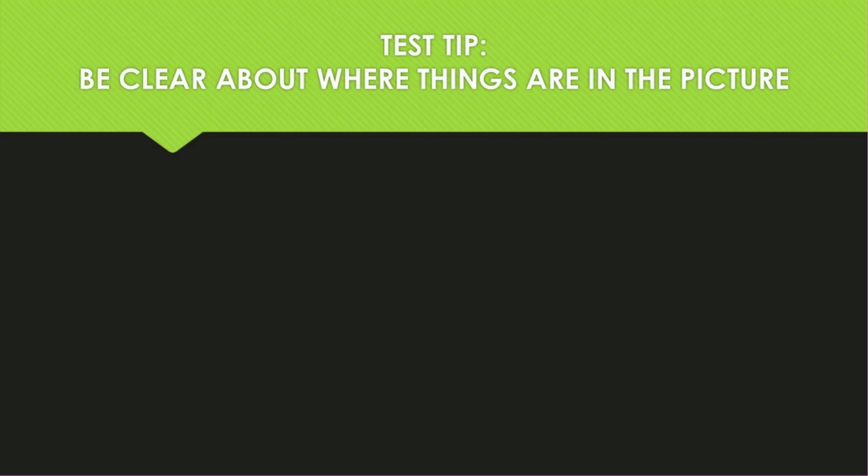Now, the next test tip is to be clear about where things are in the picture. It is important to help your listener quickly find the things you are describing. One way to do this is to describe their location in the picture. So you could say on the left, in the background, or you could use a separate phrase to pick out distinguishing features. You could say that the girl with the red skirt is something like this, or the man with the beard is, and then you add where they are in the picture.